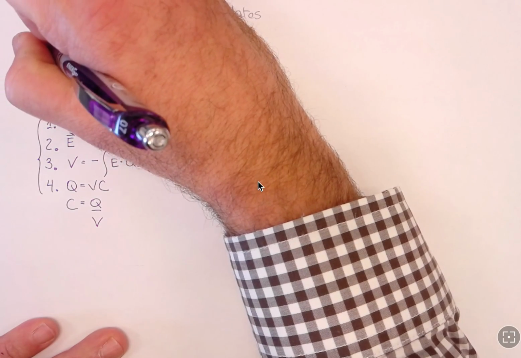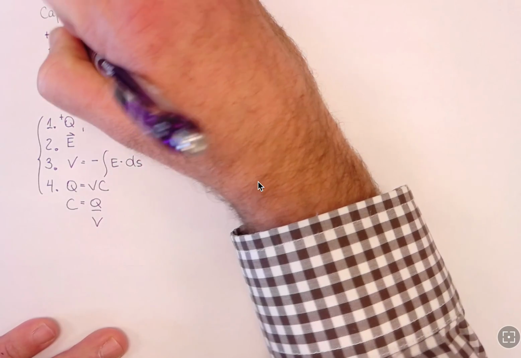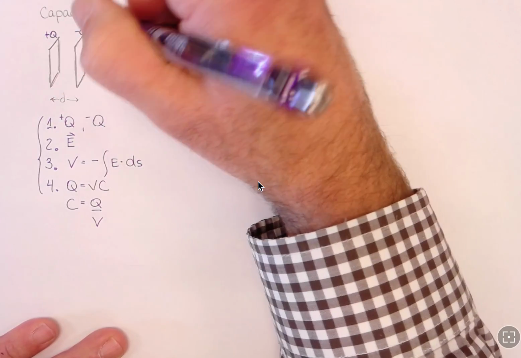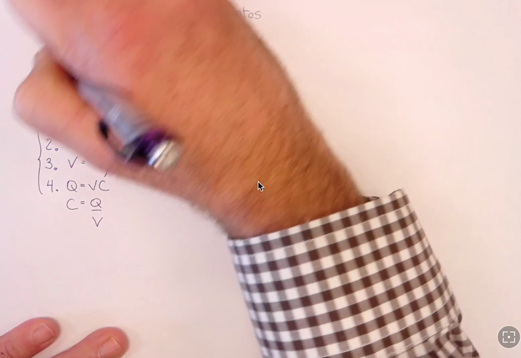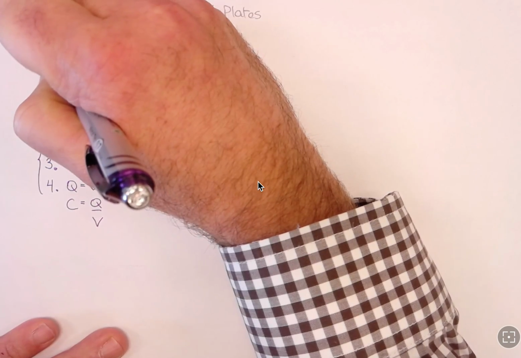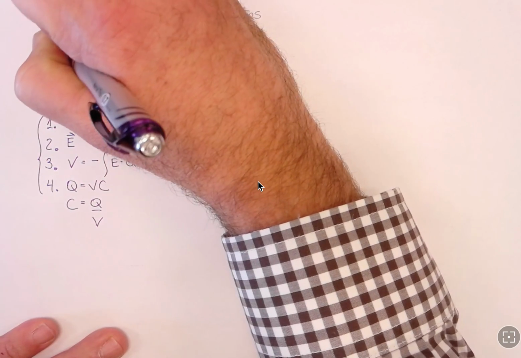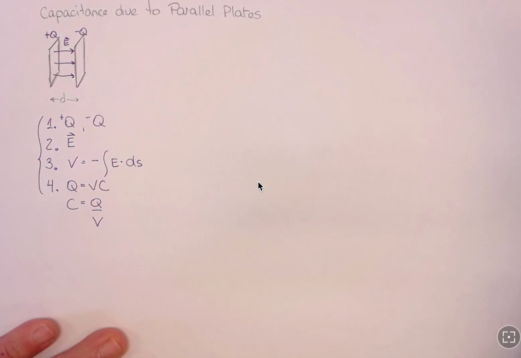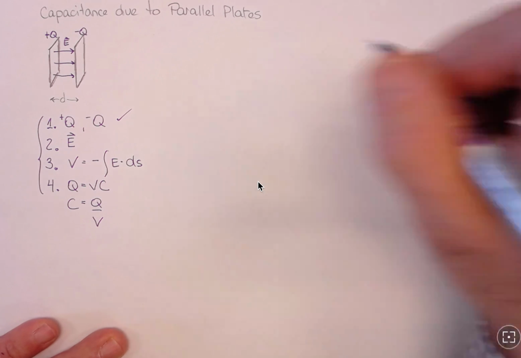So let's go ahead and take a look at this. We have 2 parallel plates, one charged plus Q, the other one charged minus Q. We have an electric field radiating uniformly across from the positively charged plate to the negatively charged plate. So we've established the fact that one of the plates is plus Q, the other one is minus Q. Now we have to solve for the electric field. We're going to use Gauss's law to do this.